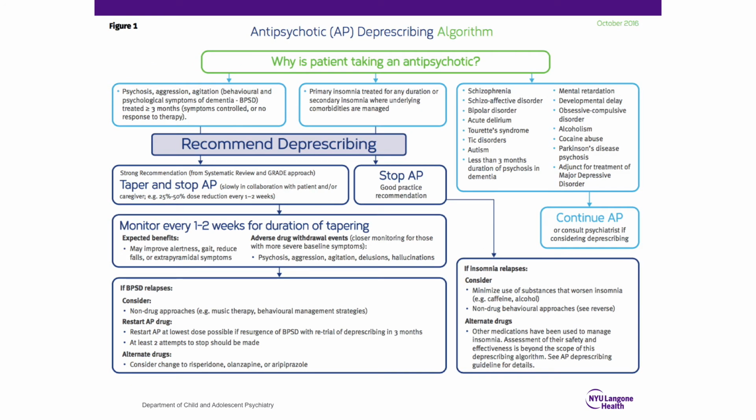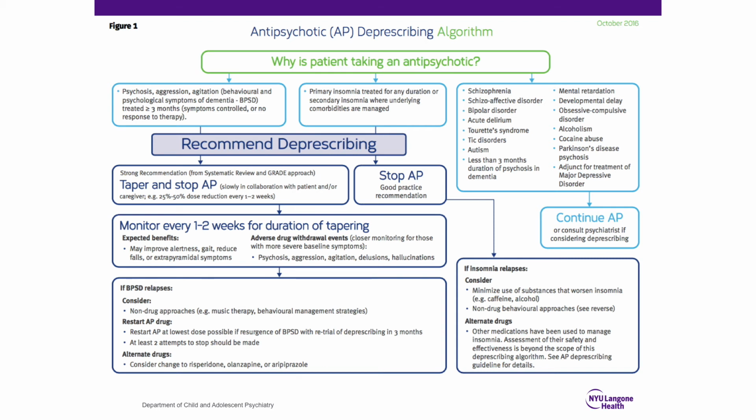So this is a very busy slide. We're not going to go through all of it, but it is an example of an algorithm that was developed specifically for antipsychotics in the elderly. The first question is, why is the patient taking an antipsychotic? This breaks it down into 3 separate categories. One is for behavioral and psychological symptoms of dementia on the left. One is for primary insomnia, and on the right is for more primary underlying psychiatric conditions.